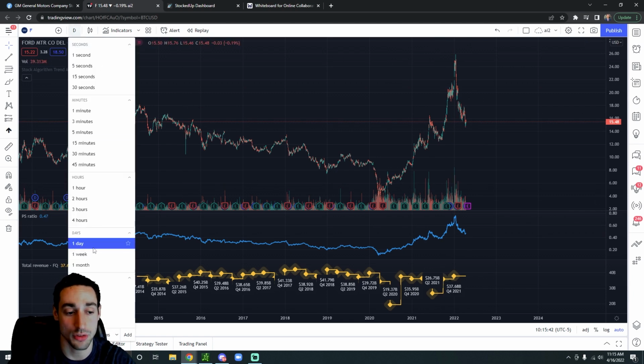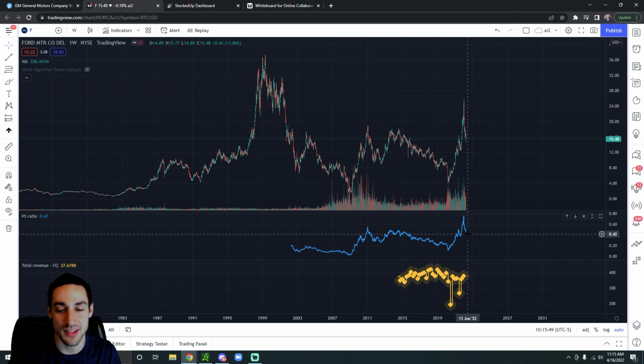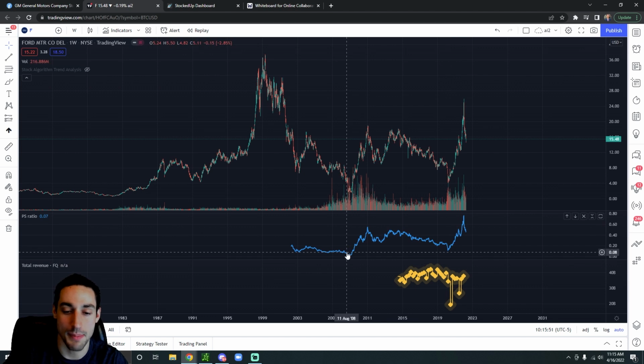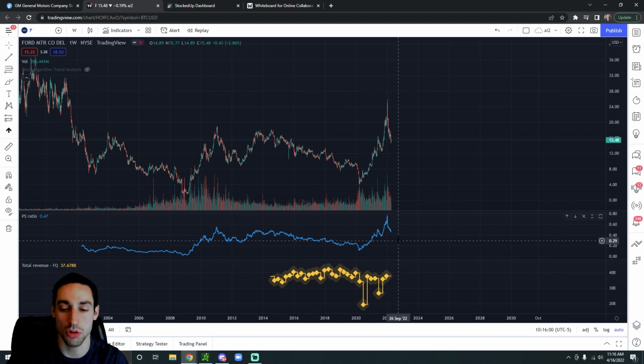Let's say we go to a max weekly chart. We can see that Ford's price to sales ratio for the most part is pretty average. At some points back in 2008, it was a lot lower. At some point a couple months ago, it was a lot higher. But it's pretty average for the most part. If anything, it's a little bit higher.